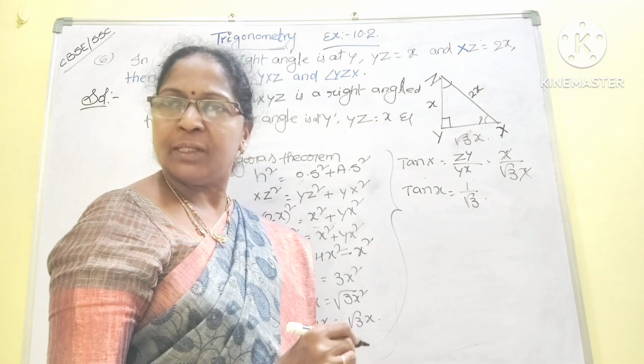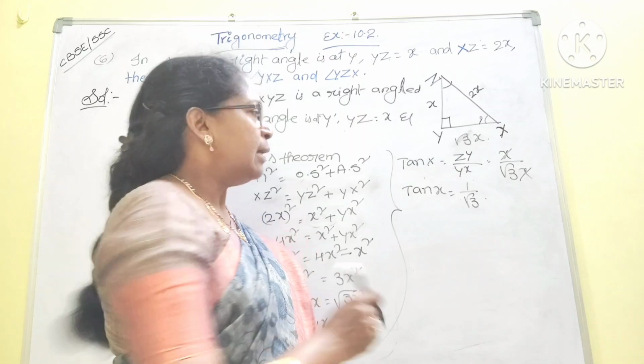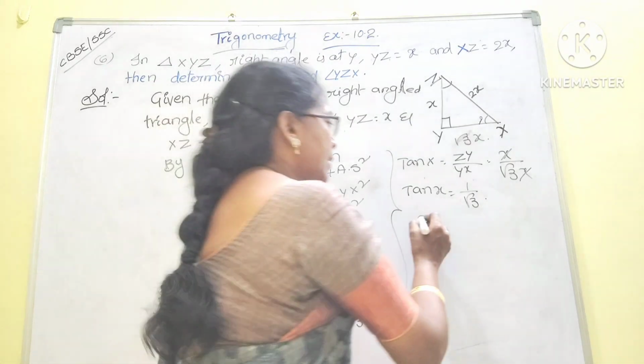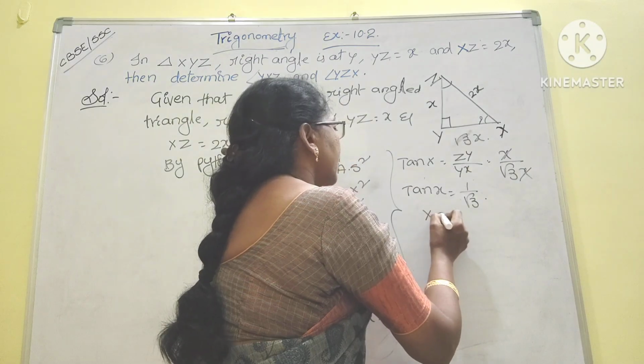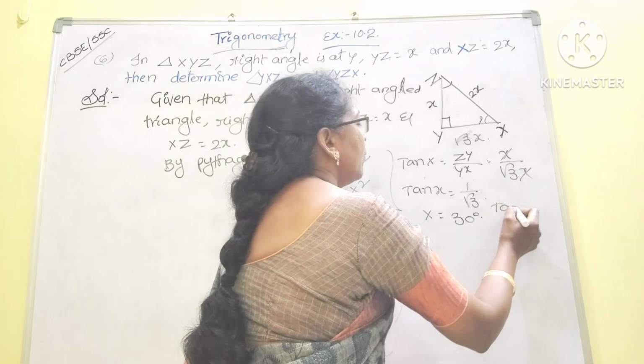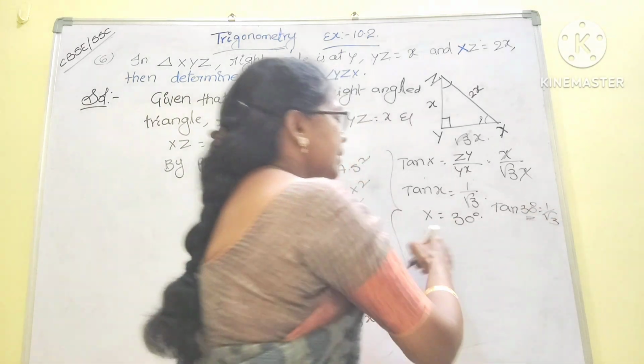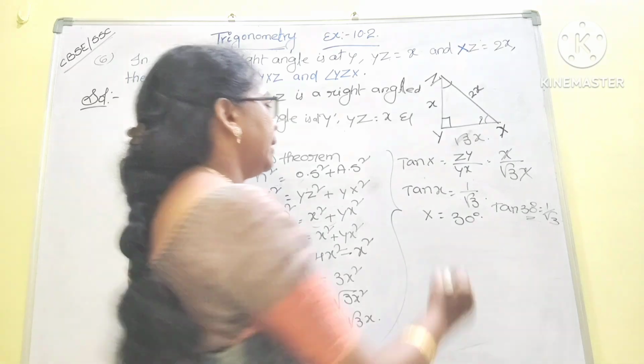Then 1 by root 3 value, which trigonometric angle? That value equal to which trigonometric angle? That equal to 30 degrees. That means, because tan 30 equal to 1 by root 3. So what is that x? X equal to 30 degrees.